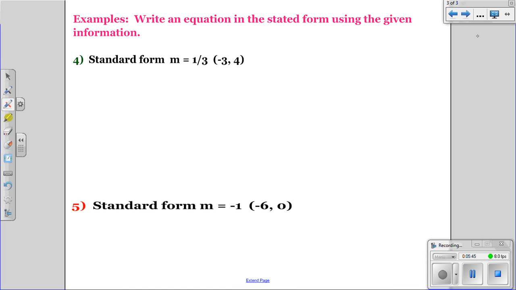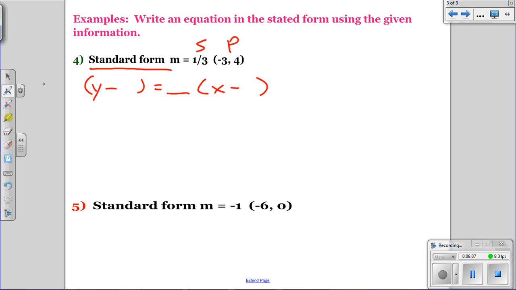All right, so let's go ahead and write 2 more examples, and we're going to put them in standard form this time. So notice standard form. Okay, so I'm going to start with, I have a point and I have a slope. So I'm going to use point slope form. I always like to write with my skeleton first: y minus. Okay, now let's plug in our point. We have a point of negative 3 and then minus 4. Slope of 1/3. Okay. All right, let's go ahead and put it in standard form.